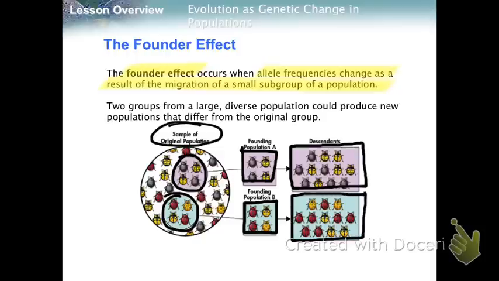Founding population B, that's split off from the group, is made of only red and yellow insects, and so that group of descendants is only red and yellow. So this is called a founder effect. Genetic drift.